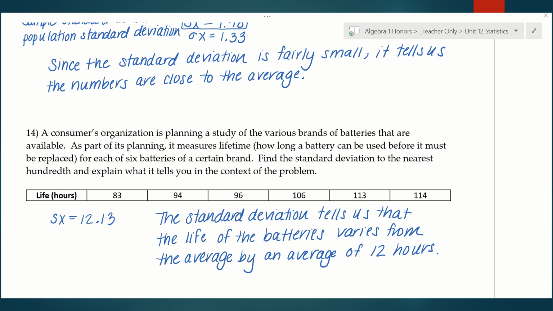And that's it. So I know that seems tricky. Just remember, you're looking for the smaller number to mean that your data is more consistent. And the bigger the number, the less consistent your data is.